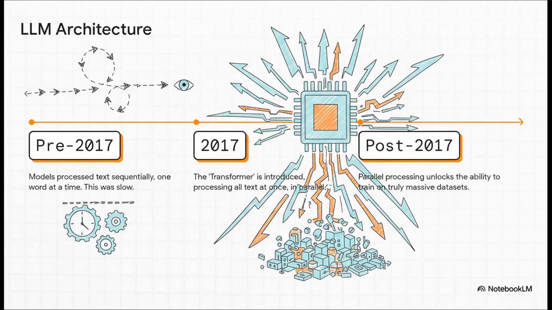But then, in 2017, a paper introduced a new architecture called the transformer. And the transformer could process all the words in a sentence at the exact same time. It could look at the whole thing at once. And that single change was the key that unlocked the modern AI era.